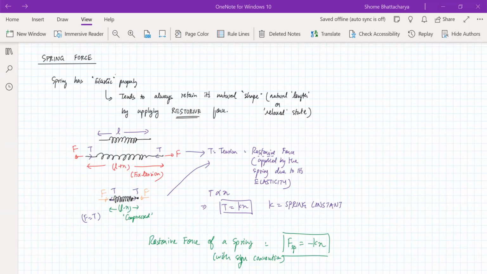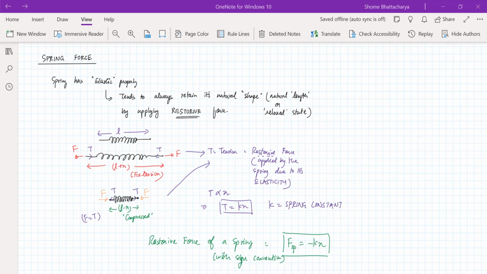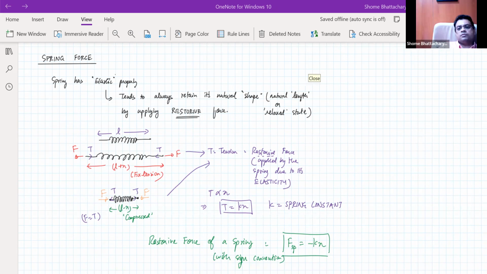So could you please explain that restoring force again? Yeah, sorry, come again, beta. What was the question? Could you please explain the restoring force, and why we call it that? Because it tries to restore the spring back to its natural length.